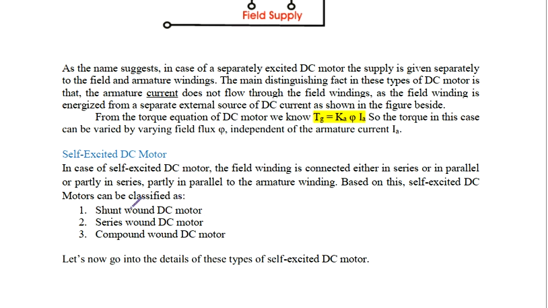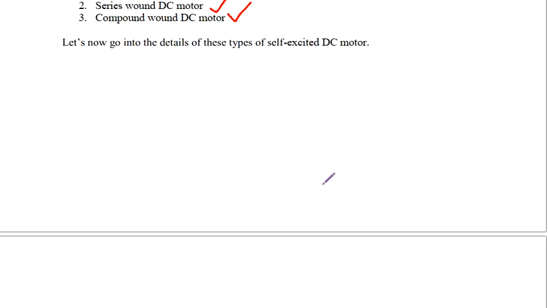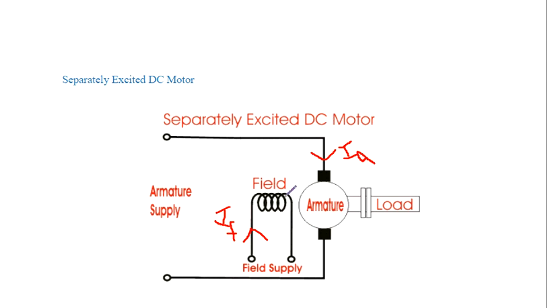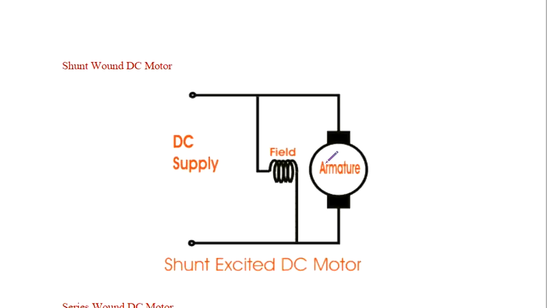So based upon the connection, if field winding is connected in parallel, it is called shunt wound DC motor. If it is connected in series, it is called series wound DC motor. And if some part is connected in series and some part in parallel, it will be called compound wound DC motor. Fine. Right. These are the different types of motors. So we can see the connection. In the case of separately excited machine, field winding is separated from armature, which can be seen here. And in case of self-excited motors, field winding is connected in parallel with the armature winding. Fine. That you can see here.